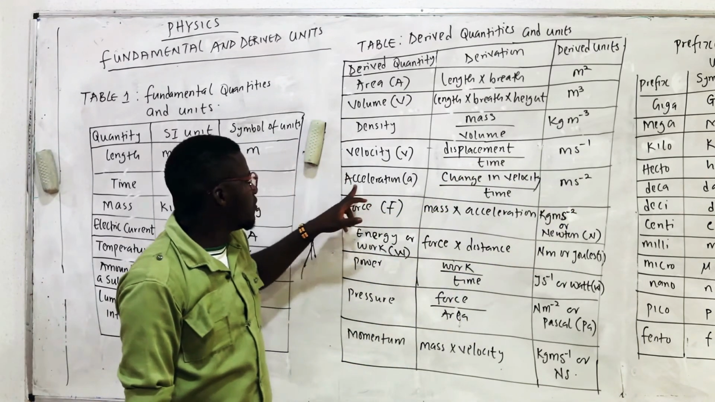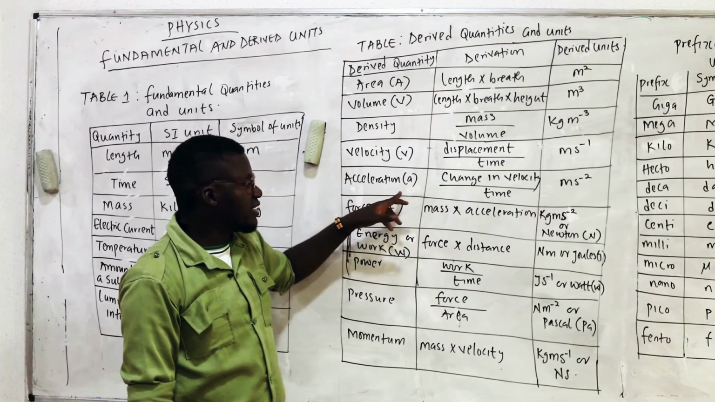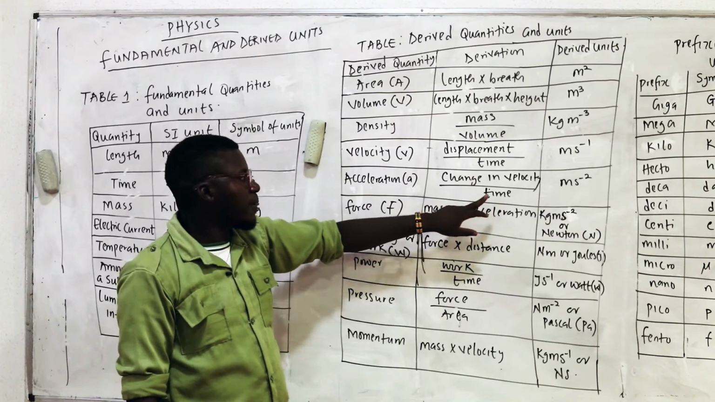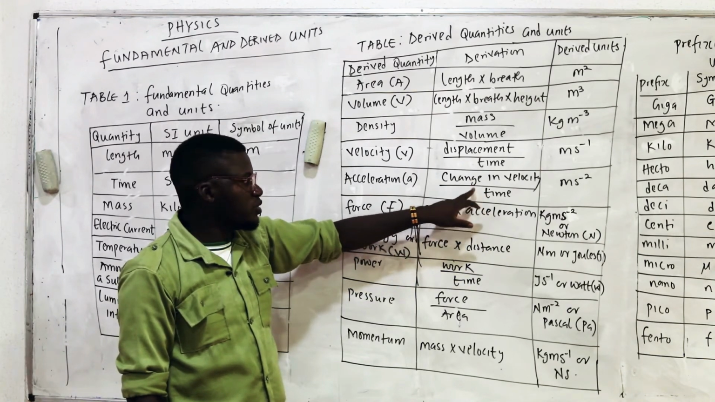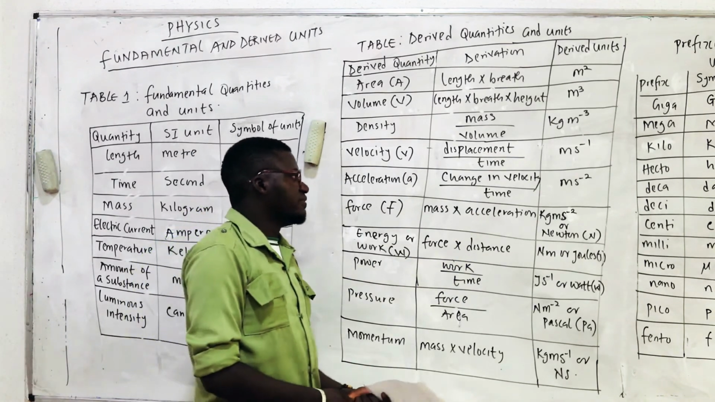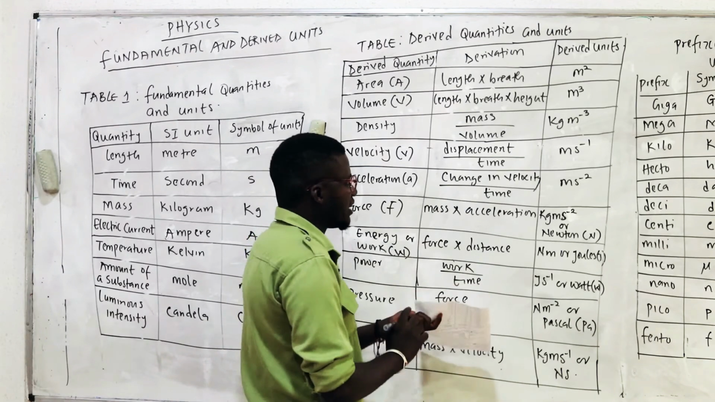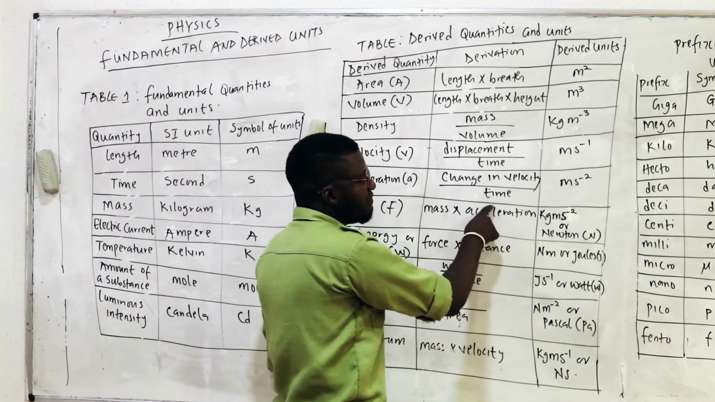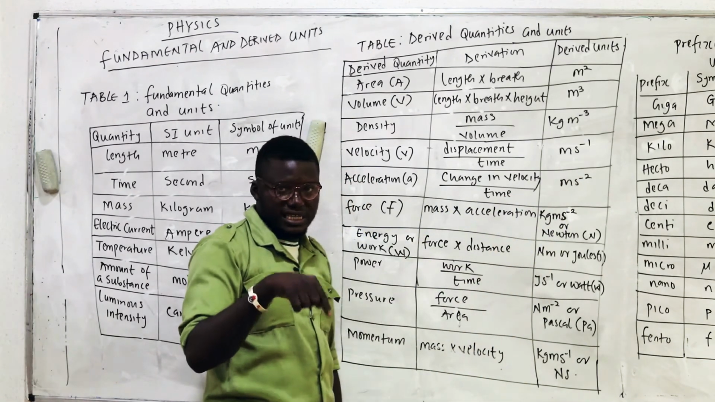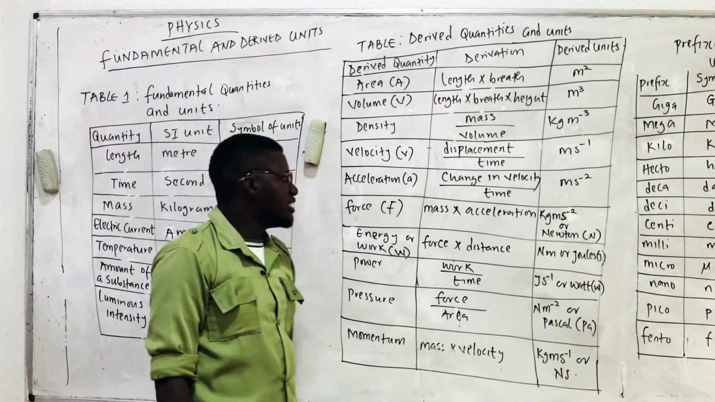Now the next one I move to is acceleration. Acceleration is given as change in velocity over time. So I have change in velocity divided by time. My change in velocity is given as meter per second. Now divide by time again, which is in seconds. That's why I have meter per second square. So they are all derived units.